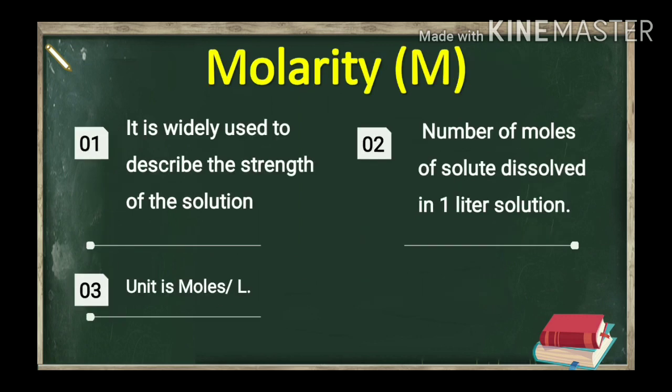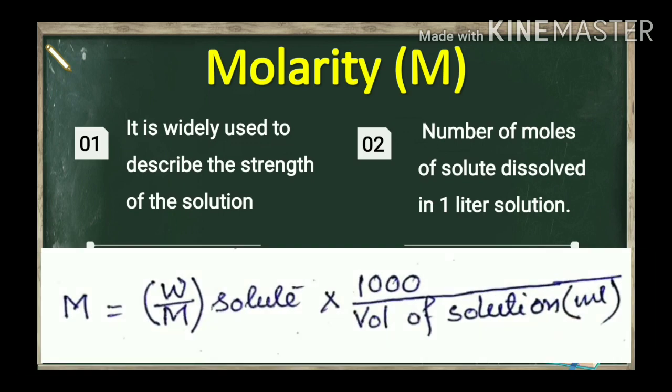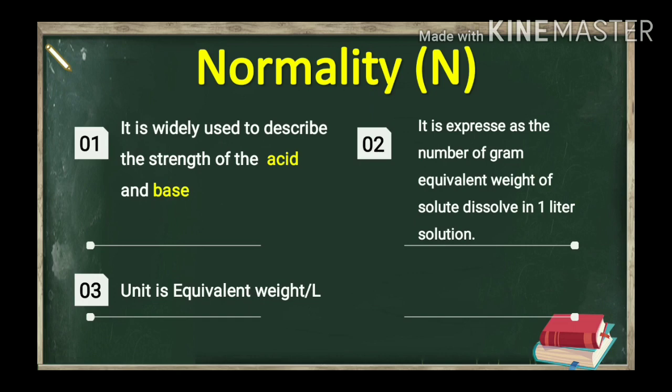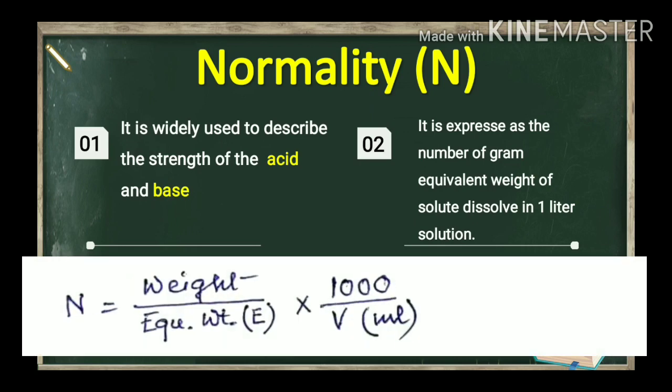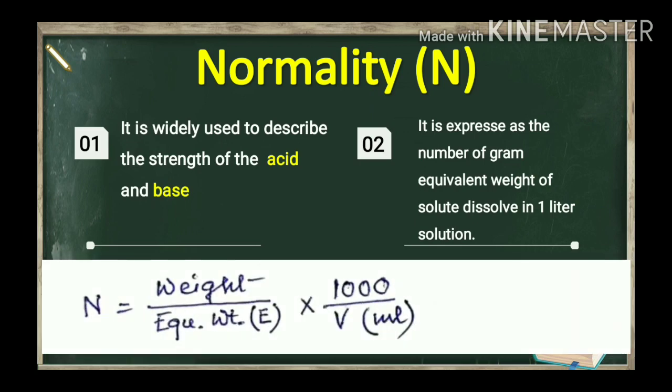Molarity is widely used to describe the strength of a solution. It is expressed as the number of moles of solute dissolved in 1 liter of solution, and the unit of molarity is moles per liter. You can calculate the molarity of a solution with this equation if you know the weight of the solute and the final volume of the solution. Normality is generally used to describe the strength of an acid or base. It is expressed as the number of gram equivalent weight of the solute dissolved in 1 liter of solution.